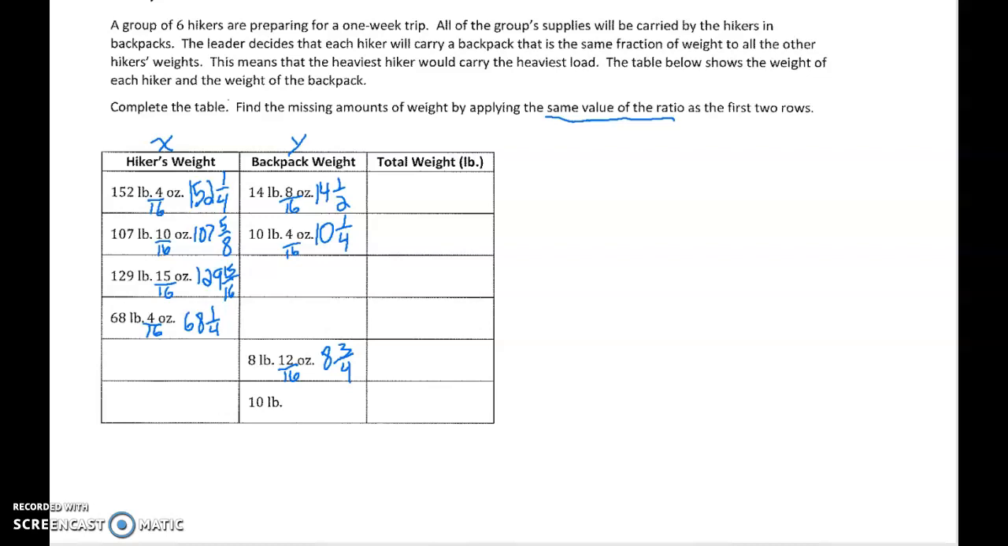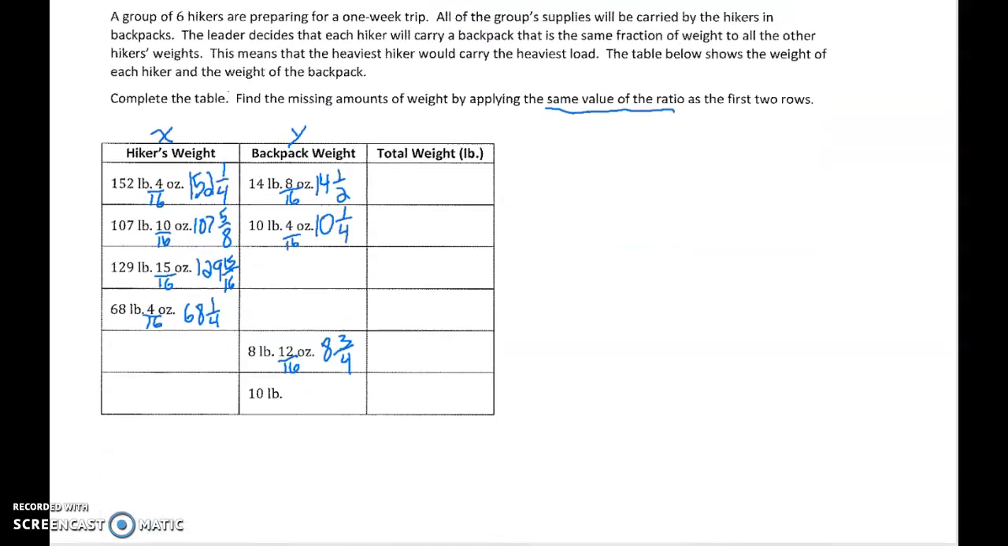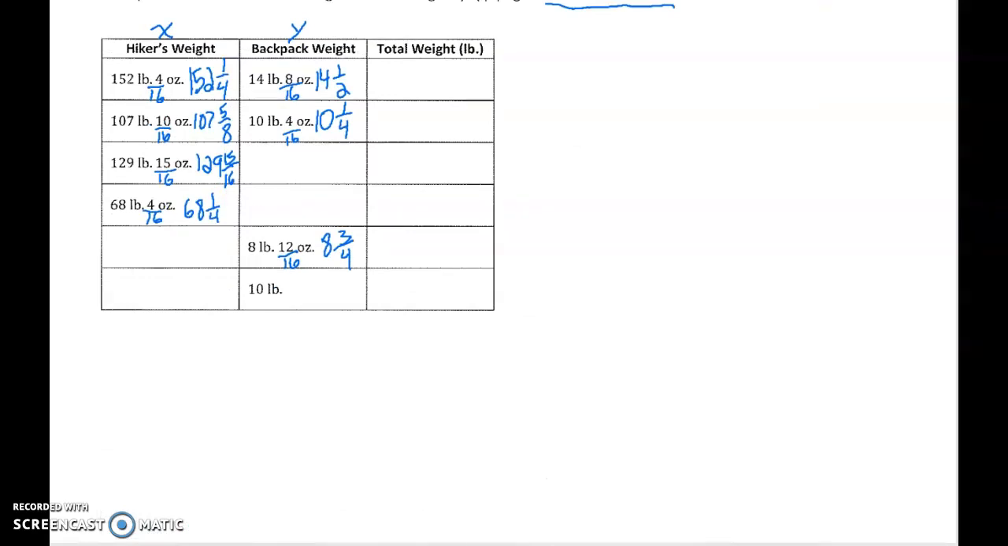So I want to start by finding my constant. I'm going to find my constant by going y divided by x. So in this case, I am going to take my y here of 14 and a half, and I'm going to divide it by my x value of 152 and 1/4. Same thing as we've been doing, so don't be intimidated by the fractions. Again, with these, remember we can't divide mixed numbers. We have to change them into improper fractions. So we go 14 times 2 and then plus 1.